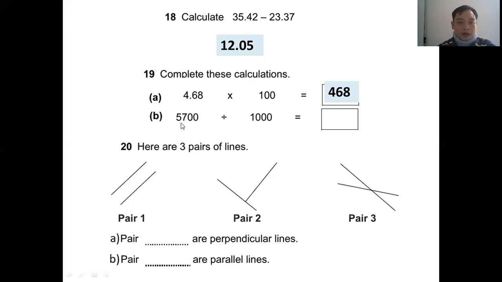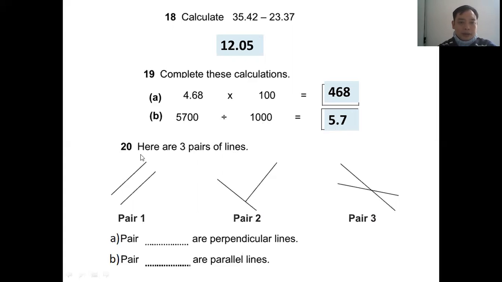B. 5,700 divided by 1,000 equals 5.7. So we just move back 3 spaces because it's divided by 1,000, with 3 zeros.